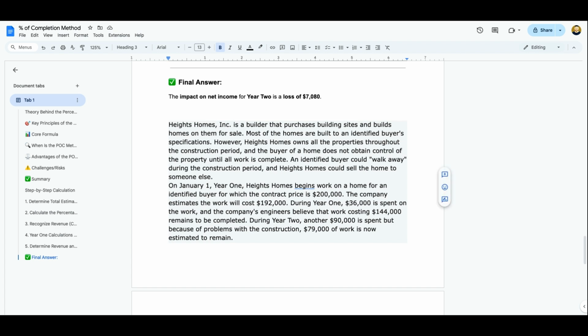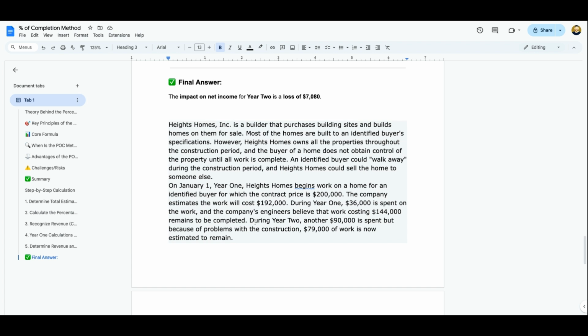During year one, the cost incurred is 36,000 is spent on the work, which means it's the cost incurred. And the company's engineers believe that work costing 144,000 remains to be completed. Okay, 144 remains to be completed out of the 200,000.